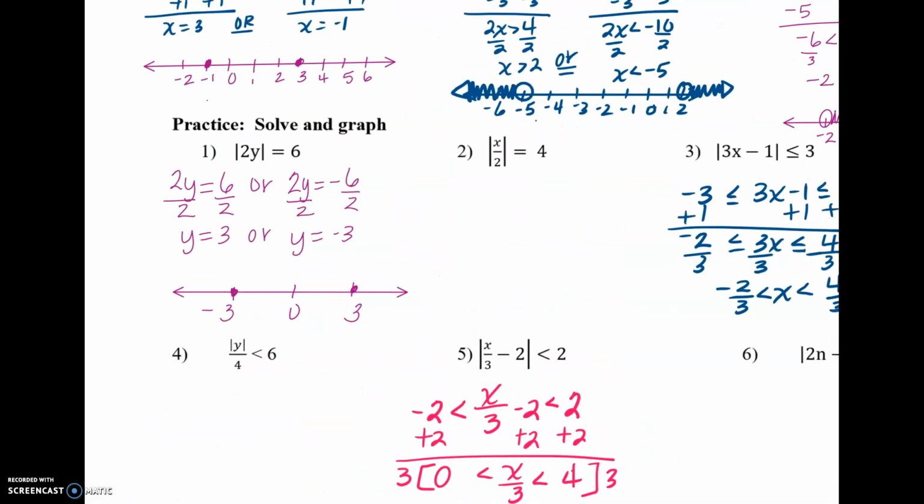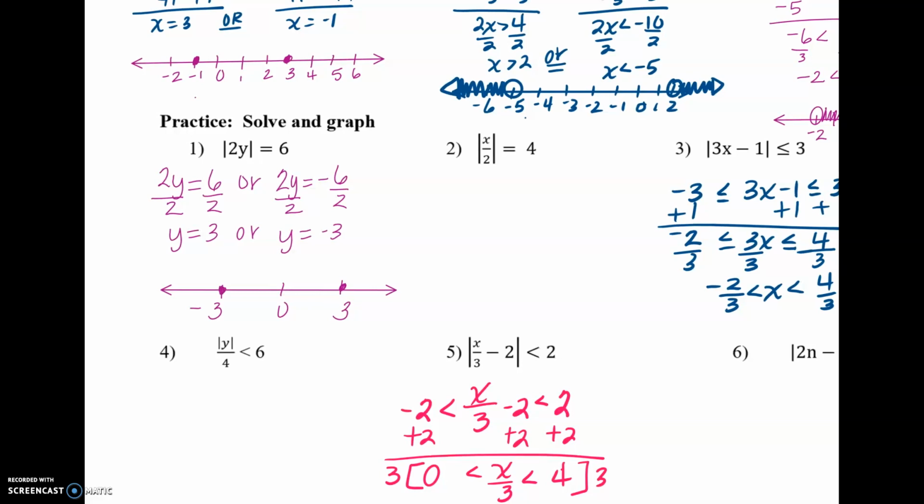Okay, so let's go back up to these few, and we have the absolute value of x over 2 equals 4. Equals means it's going to be an or statement. That means when you graph, you're going to have two solutions. You'll have x equals 8 or x equals -8. And when you graph those, make sure it's just a dot on those two solutions.